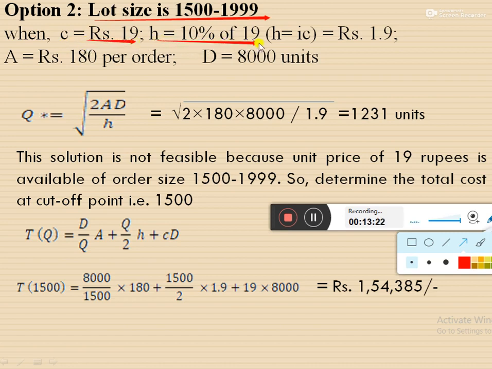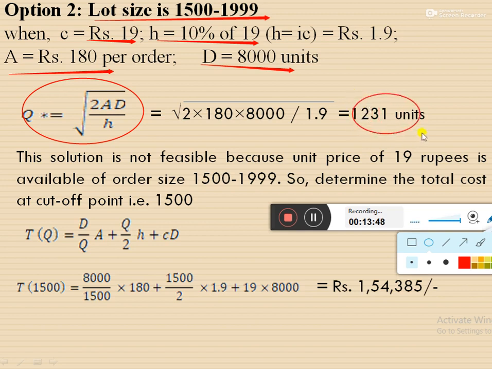H is 10% of 19, as the unit price in this case is 19, so H would be equal to IC. So the value of H would be 1.9 per unit per annum. A is fixed, that is 180 per order. D is fixed, that is 8000 units. So to calculate the economic order quantity, again we would apply the standard formula and we would get the answer that is equal to 1231 units.